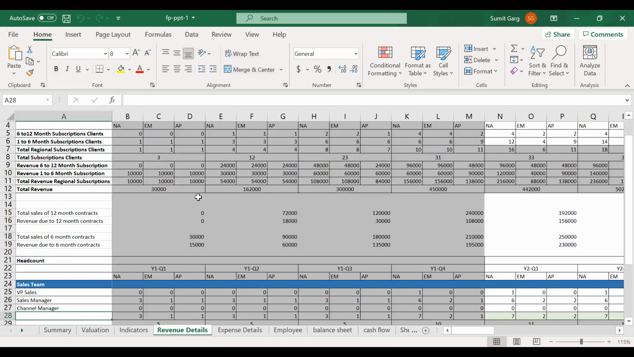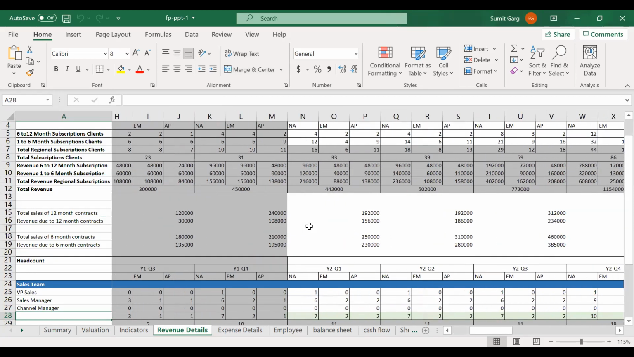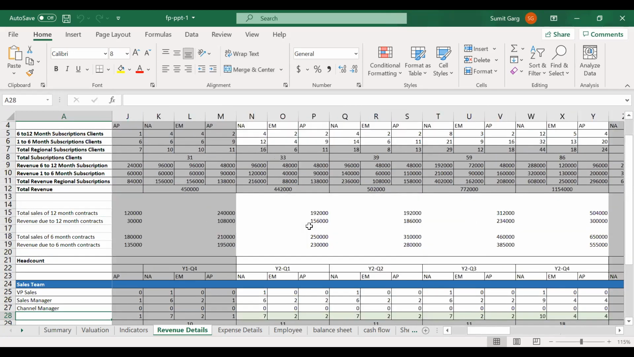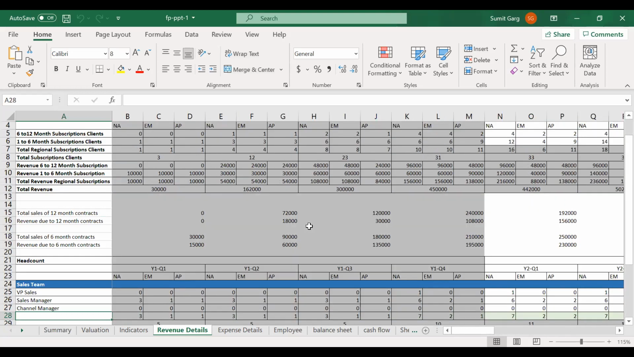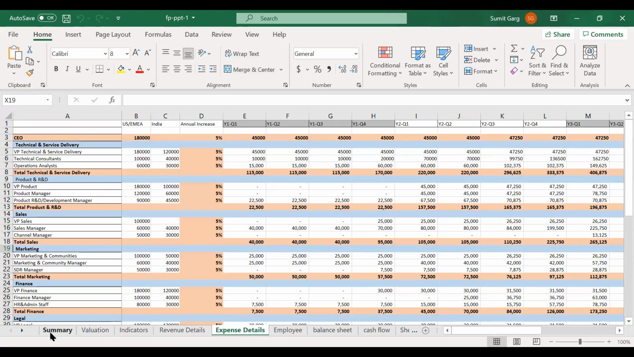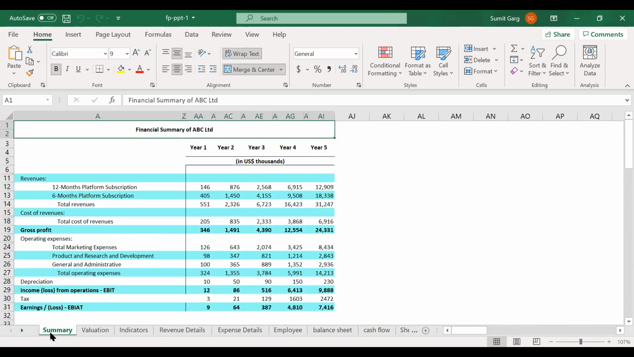As you can see, I've created a detailed view of how the business will be done, in which markets, over different quarters, over multiple years. So while you are having discussions with the investors, they will be aware of how you have arrived at these total revenue figures and how you have forecasted them.